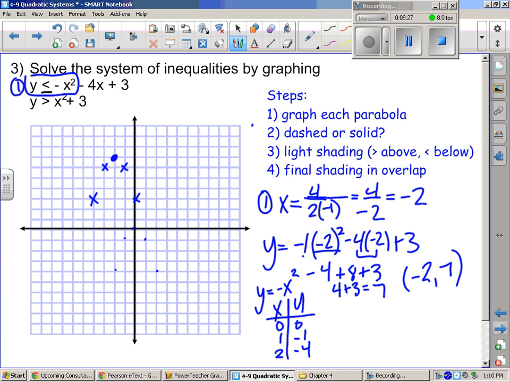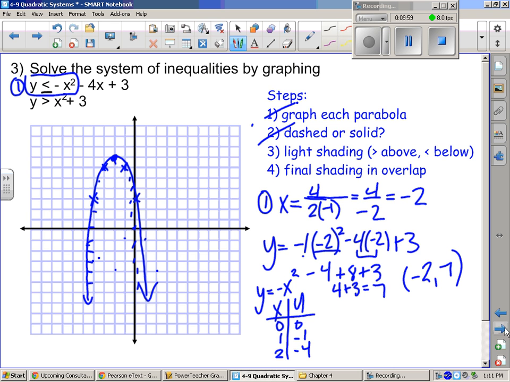Now, that was graphing. Now we have to decide if it's dashed or solid. Do you remember how we did that back when we were doing lines? I sure do. What did we do? If there's an equal line with it, it's solid. And that one does have an equal line with it. Solid line, and then light shading. Okay, it says less than or equal to, so if you think about going below the parabola, that's actually going to be on the inside. So less than would be in there. Okay, but we're making it light.